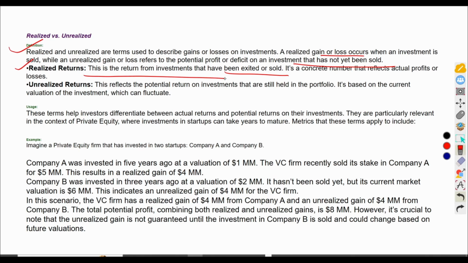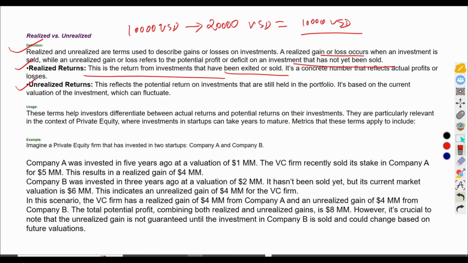When you sell the investment, whatever positive number or appreciation you see becomes your realized number. For example, let's say you have invested 10,000 USD and you have returned 20,000 USD. The 10,000 USD becomes realized profit or realized return.